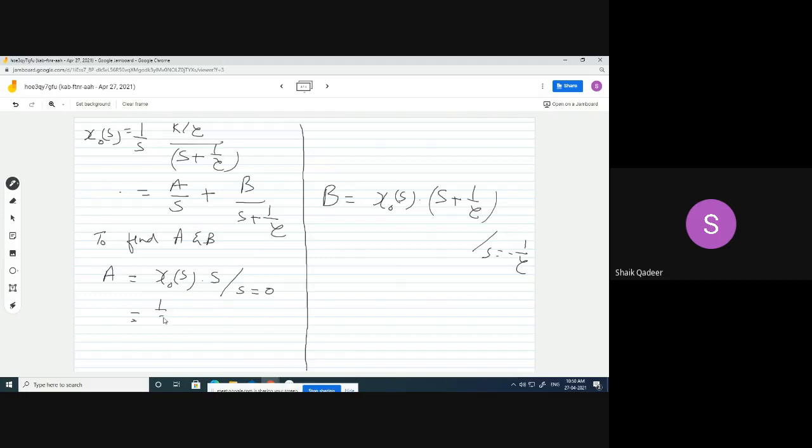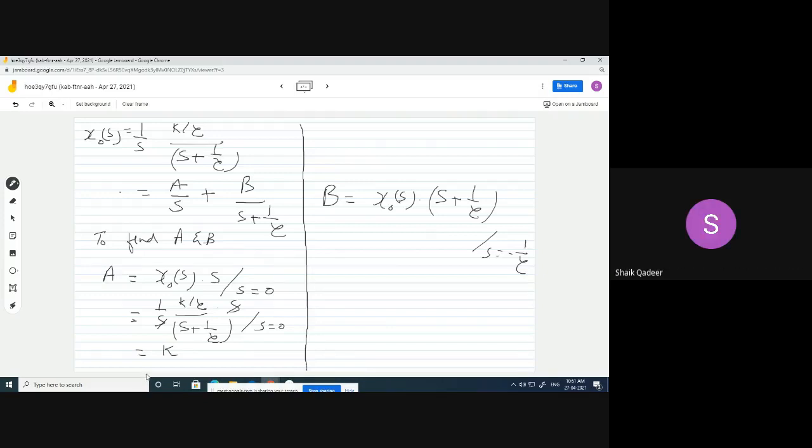What is xo of s? Xo of s is 1 by s into k by tau divided by s plus 1 by tau. So if I multiply by s, this s gets cancelled, and substituting s is equal to 0, we will get a. Tell me, what will come? A will become how much if you substitute s is equal to 0? Tell me the answer. K. Okay. Is it okay to everybody?